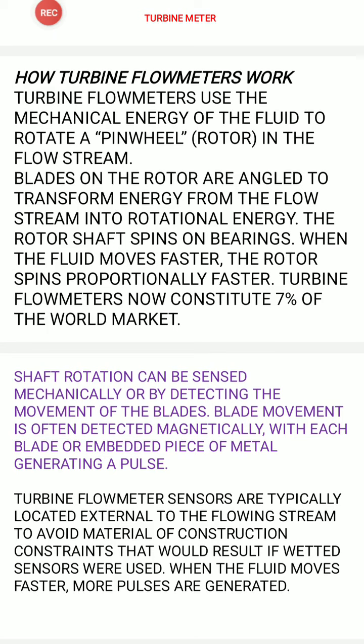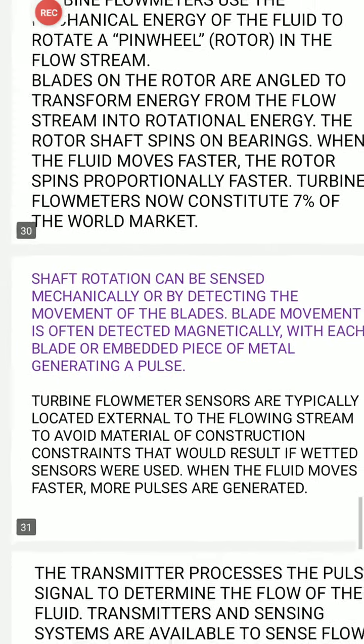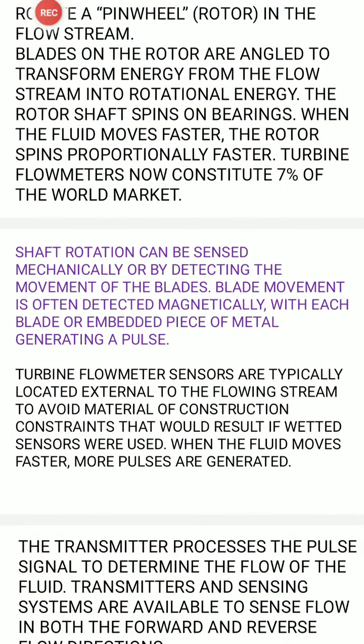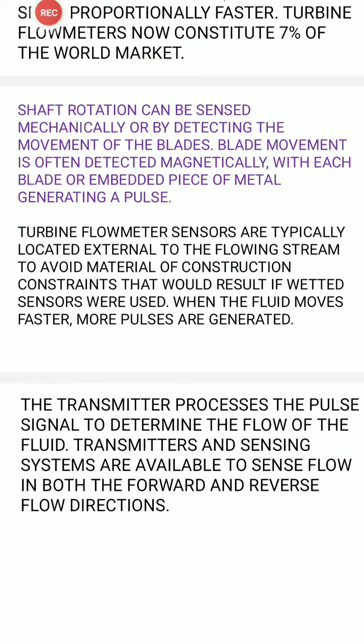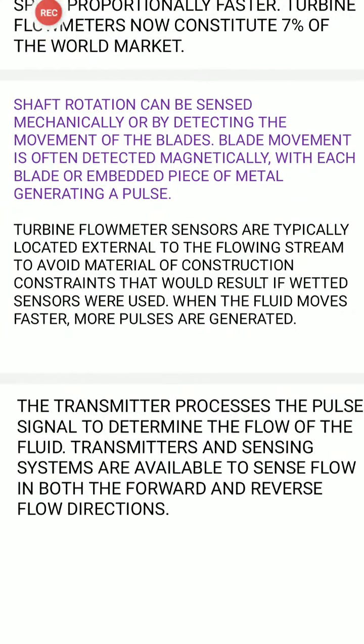When the fluid moves faster, the rotor spins proportionally faster. As the velocity of the fluid increases, the rotational speed of the rotor also increases. These turbine flow meters now constitute 7% of the world market in flow measuring devices, as shown over here. Shaft rotation can be sensed mechanically or by detecting the movement of the blades. Blade movement is often detected magnetically, with each blade or embedded piece of metal generating a pulse.